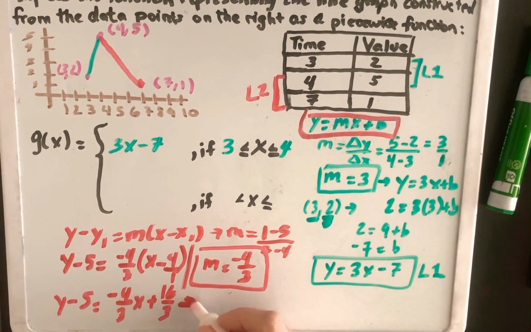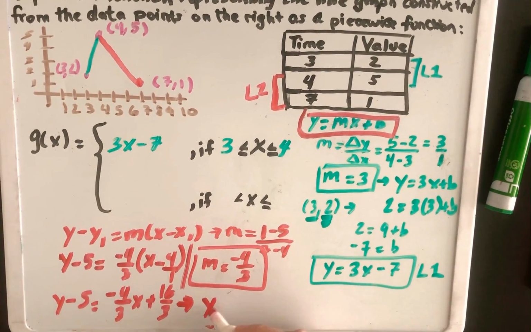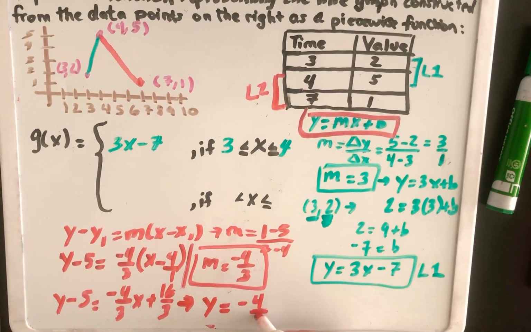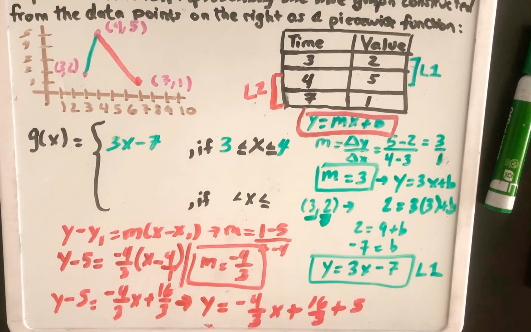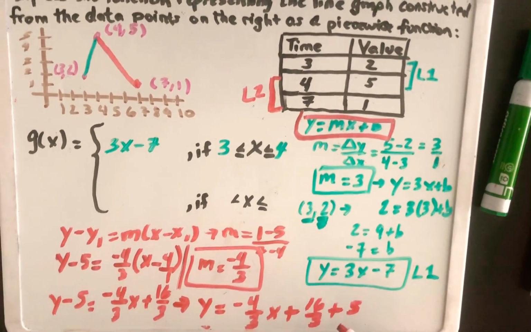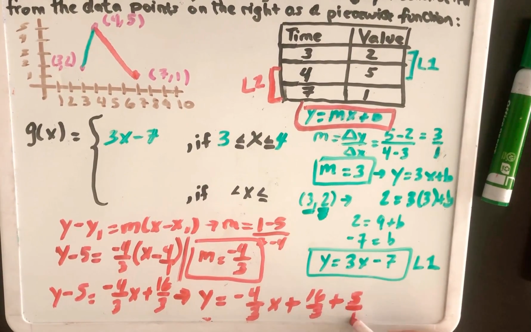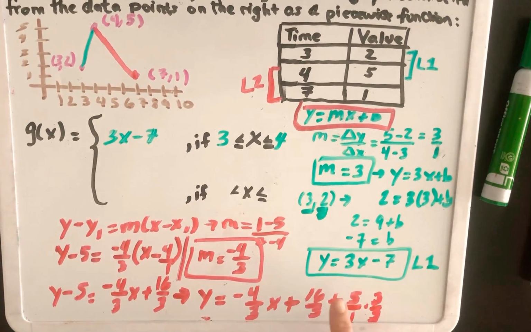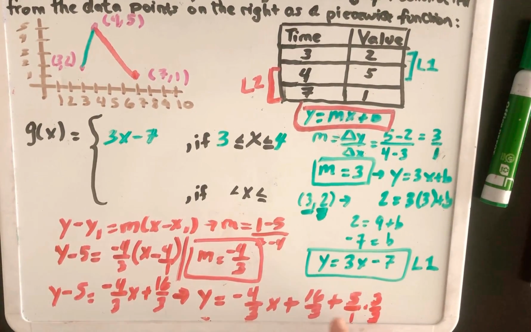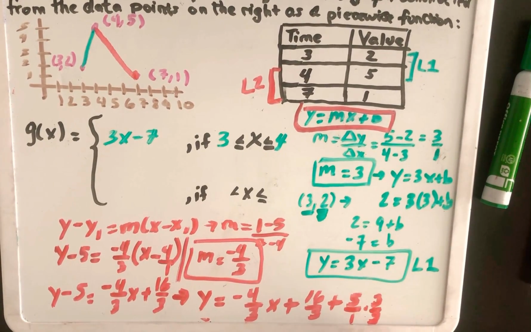So what does that mean to us? Well, if I were to solve for y then, I could add 5 to both sides. I'd get y equals negative 4/3 x plus 16 over 3 plus 5. Now, working with fractions here, how do I add two fractions? They have to have the same denominator. So if I have 16 over 3 plus 5 over 1, I can multiply 5 over 1 by 3 over 3, and that's really 15 over 3.